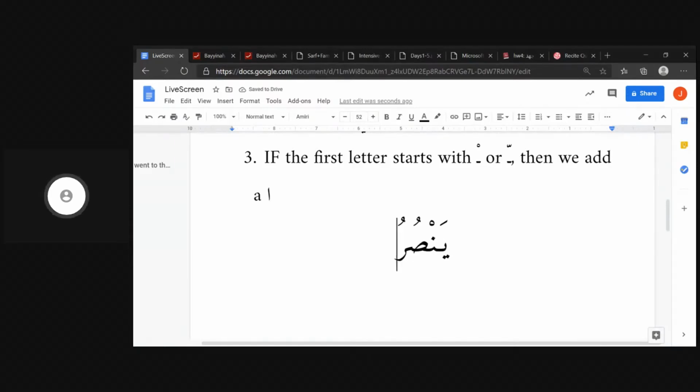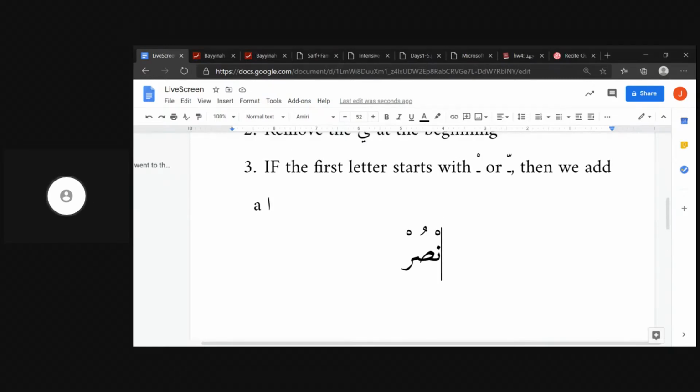So yansuru, first we need to make it lightest. The lightest form, remember, has a sukun at the end. So yansuru becomes yansur. Then we remove the first letter. And now we're left with sur. Sur. And this doesn't make any sense. This is why we add the alif, because you can't start on a sukun or a shadda in Arabic. You need something before it. So we add the alif at the beginning, and then we're left with unsur.